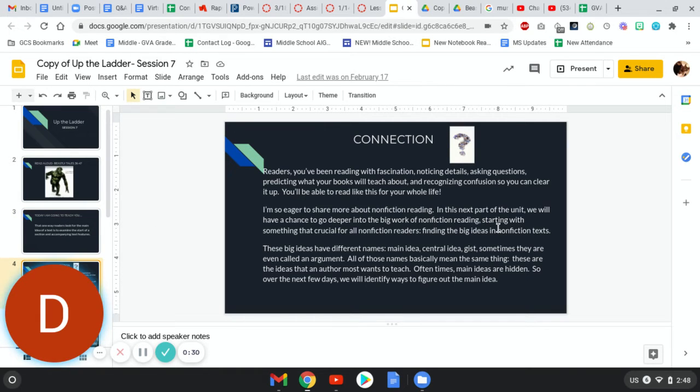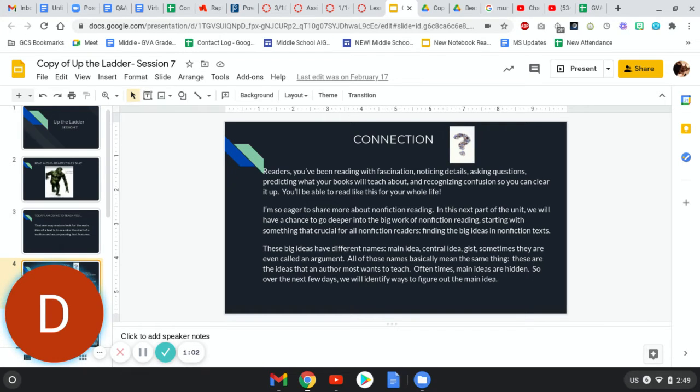So far in the unit, we've been reading with fascination, noticing details, asking questions, predicting what our book will teach us, and recognizing where there's confusion so you can clear it up. All right. So in this next part of the unit, we will have a chance to go deeper into the big work of nonfiction reading, starting with something that's crucial for all nonfiction readers, finding the big idea in nonfiction texts. These big ideas have different names, such as main idea, central idea, the gist.